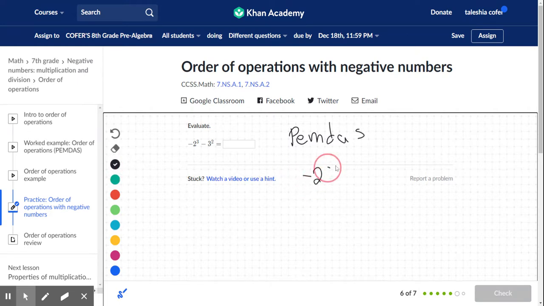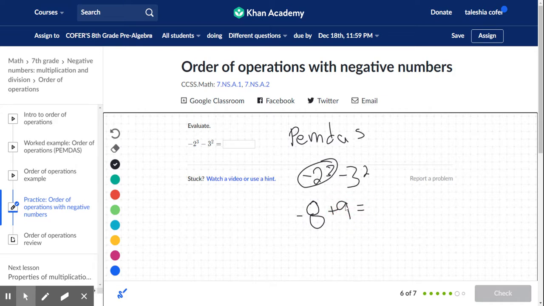Negative 2 to the third power minus 3 squared. This negative 2 to the third power, that's saying negative 2 times negative 2 times negative 2. 2 times 2 is 4, and 4 times 2 is 8. It would be negative because the negative times the negative gave me a positive, and then I had to turn around and multiply by a negative again, which turned it negative. Over here, I have a negative 3 squared. That's negative 3 times negative 3, which would give me a positive 9.